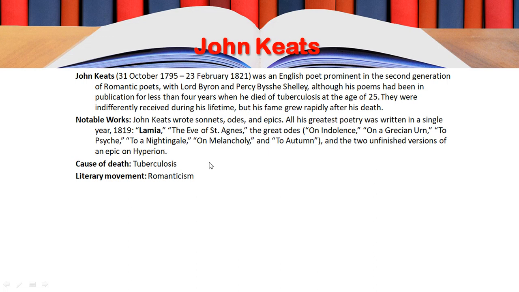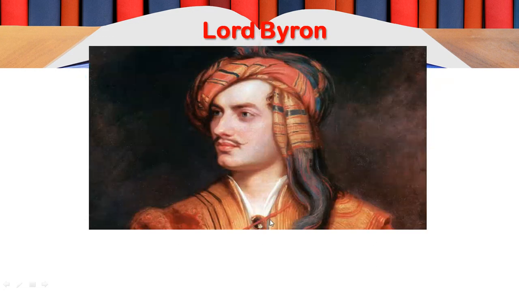Notable works of John Keats. John Keats wrote sonnets, odes, and epics. All his greatest poetry was written in a single year, 1819. Lamia, The Eve of St. Agnes, the great odes, like Ode on Indolence, Ode on a Grecian Urn, To Psyche, To a Nightingale, On Melancholy, and To Autumn, and the two unfinished versions of an epic on Hyperion. His cause of death was tuberculosis, literary movement, Romanticism, that we are in.